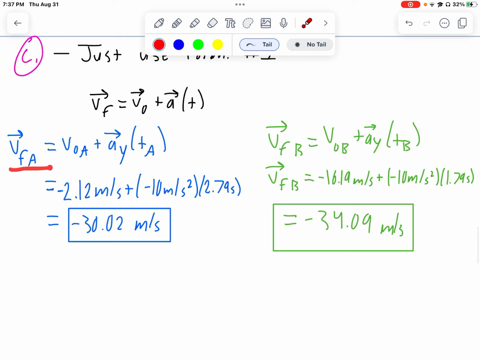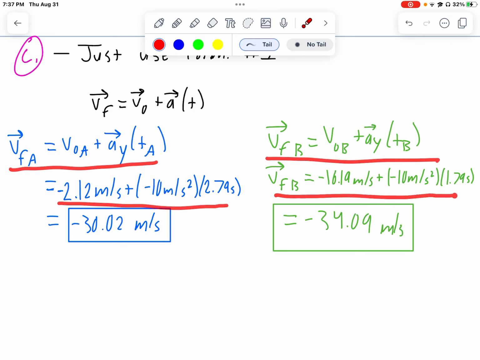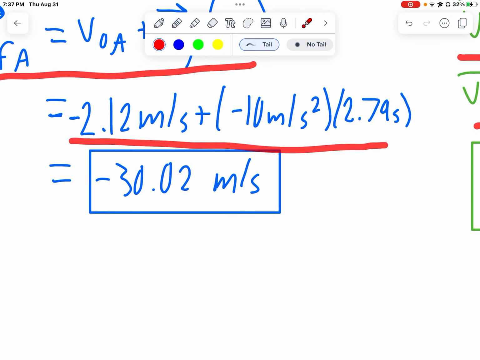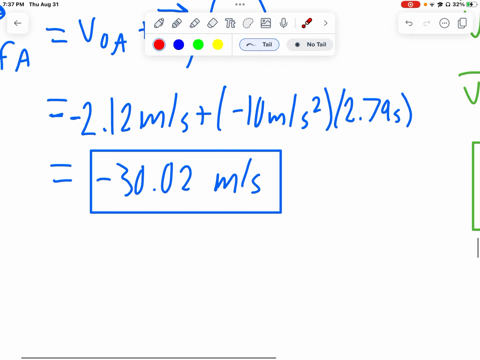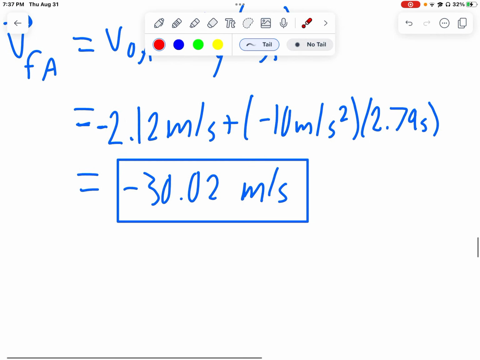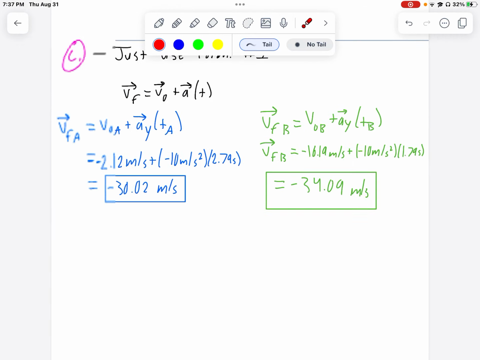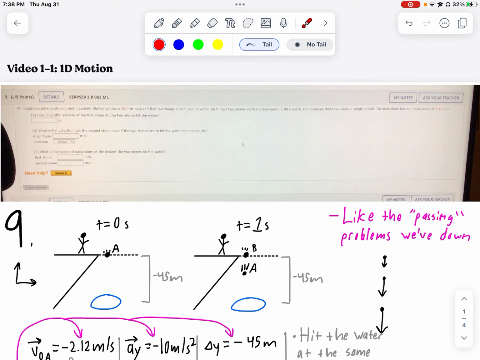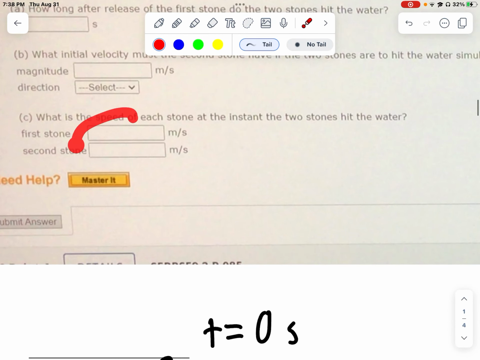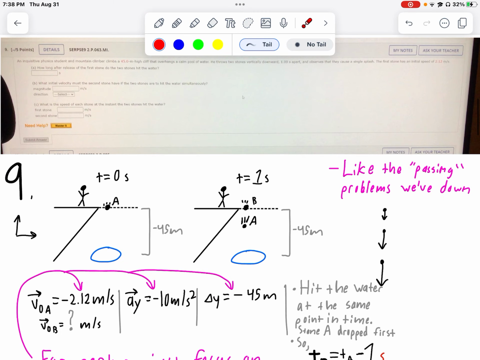I made a version with the a variables and a version with the b variables. We plug in our values, and then we understand that the final velocity of A is negative 30.02 meters per second. And the final velocity for the B stone is negative 34.09 meters per second. You'll notice that the question does not ask for the direction, so make sure you leave that negative out of your answer. And that's pretty much it for this question.